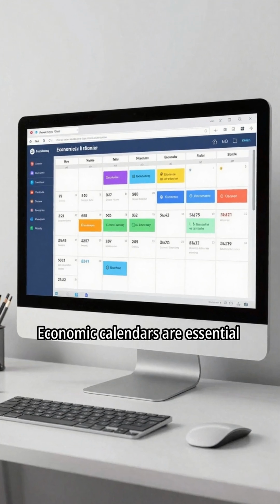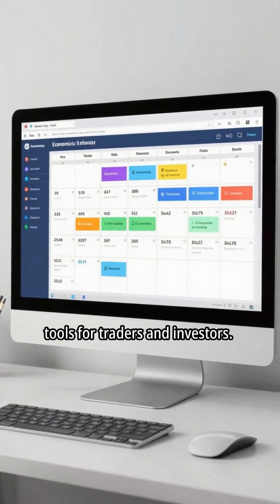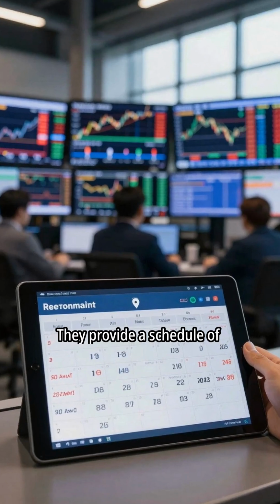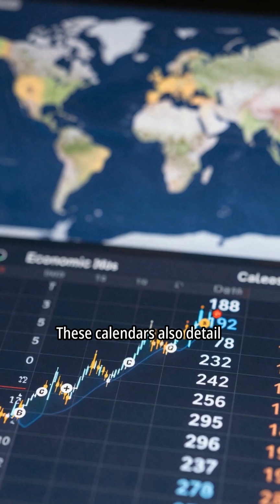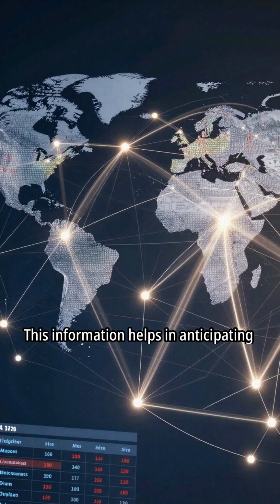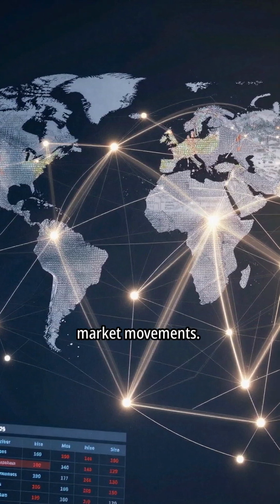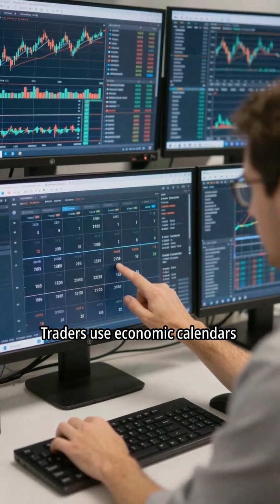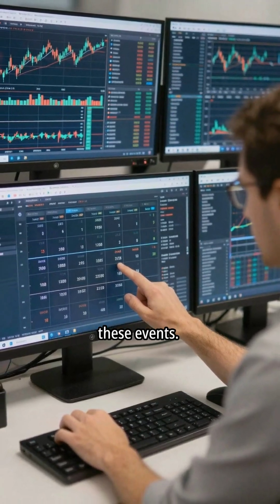Economic calendars are essential tools for traders and investors. They provide a schedule of upcoming economic events. These calendars also detail the release dates of key economic indicators. This information helps in anticipating market movements. Traders use economic calendars to plan their strategies around these events.